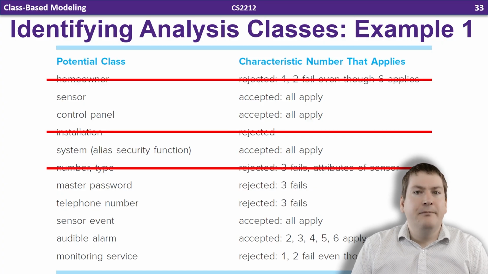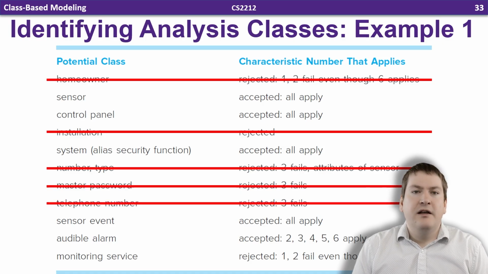So both number and type fail Rule 3, as they are single attributes of another class. In this case, they would be better suited to being attributes of the sensor class. Next up are master password and telephone number, and they have the same problem as type and number. These are both single attributes that should be attributes of another class.